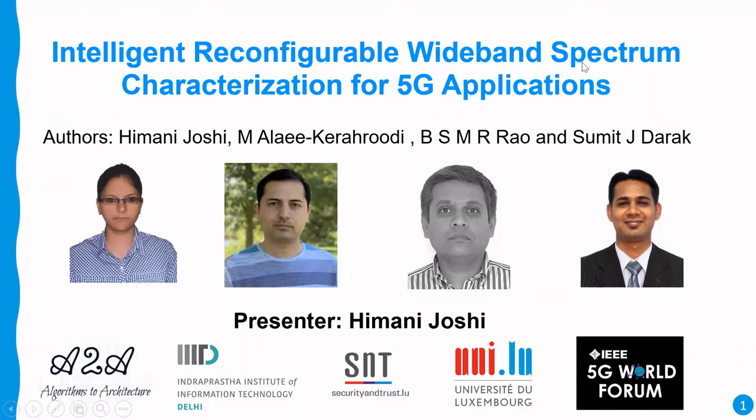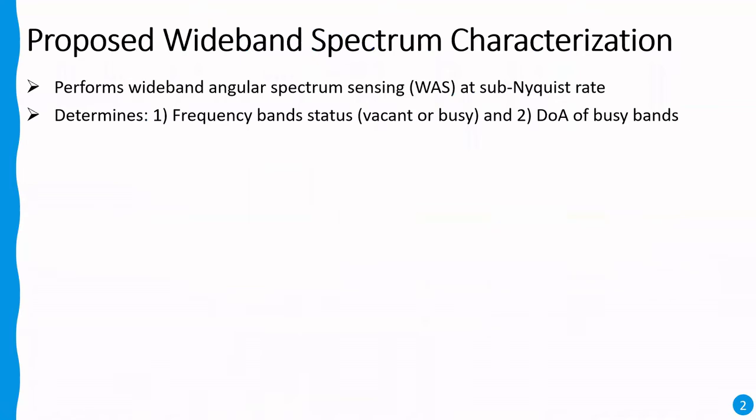In this presentation, I'm going to present the hardware demonstration of the proposed intelligent reconfigurable wideband spectrum characterization for 5G applications. The proposed wideband spectrum characterization performs wideband angular spectrum sensing at sub-Nyquist rate. Here, we determine the occupancy status, that is, vacant or busy states of all frequency bands of the received multiband signal, followed by the determination of direction of arrivals of busy frequency bands.